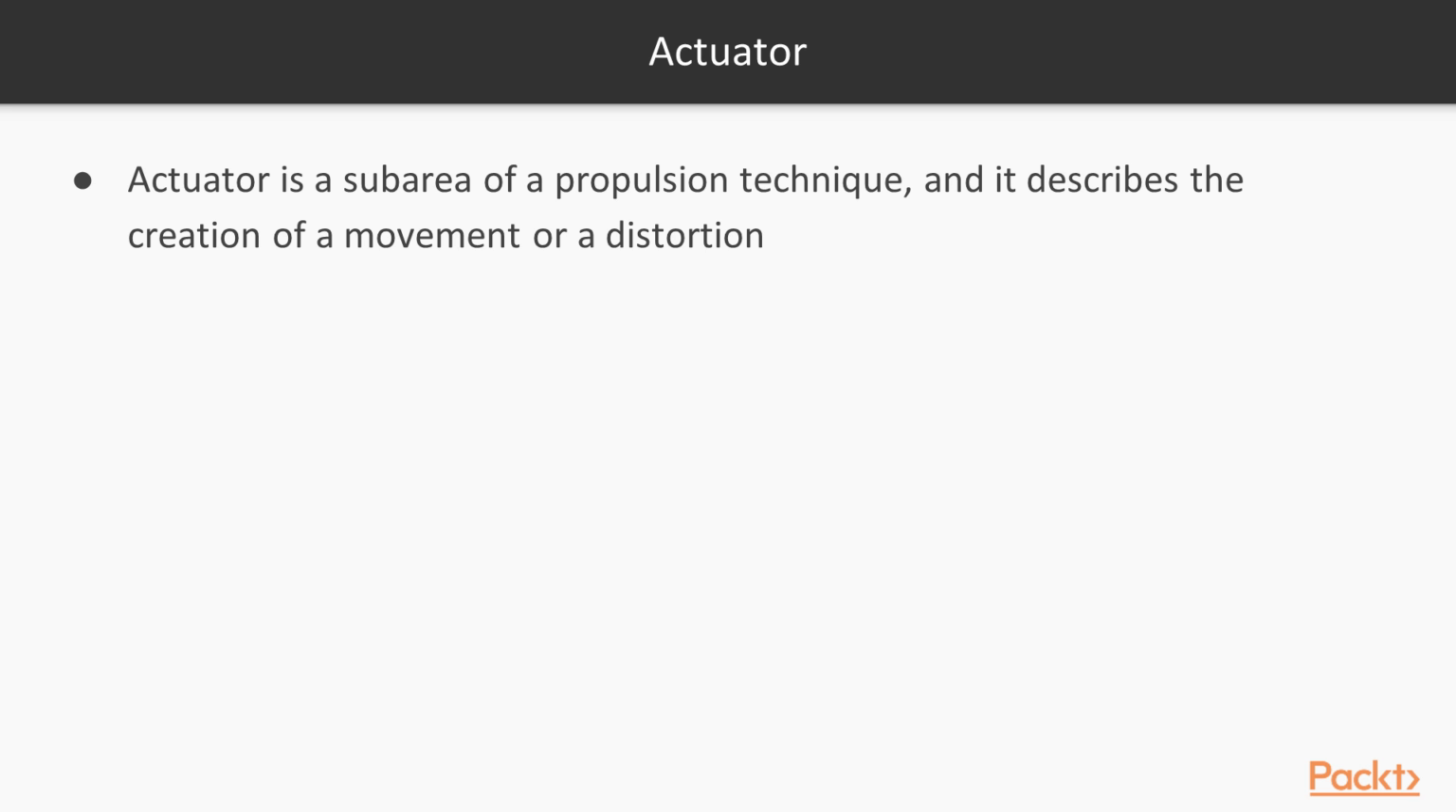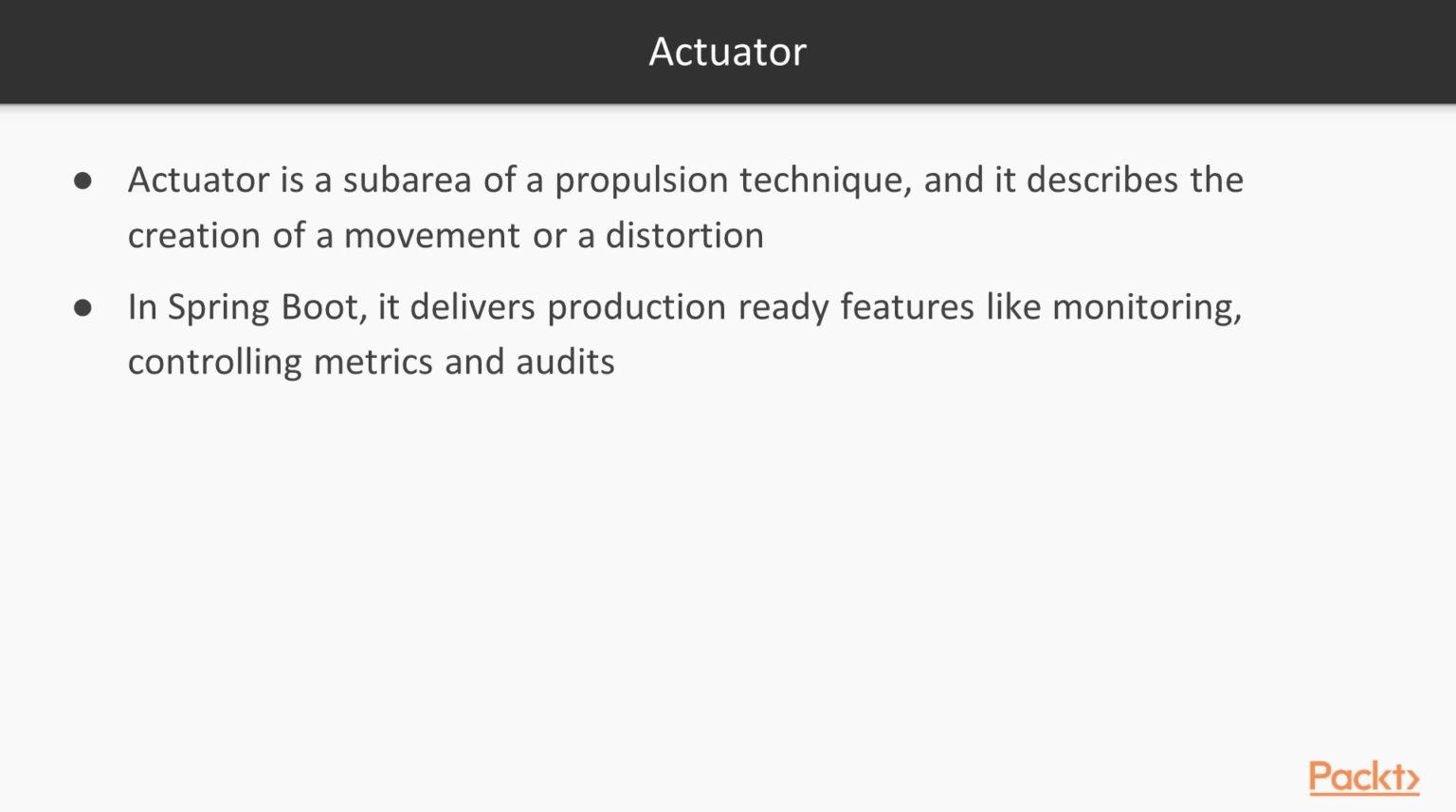Actuating elements belong to a sub-area of a propulsion technique and describe the creation of a movement or a distortion. In cars, actuators translate electrical signals into mechanical movements, as an example. In Spring Boot, it delivers production-ready features like monitoring, controlling, metrics, and audits.